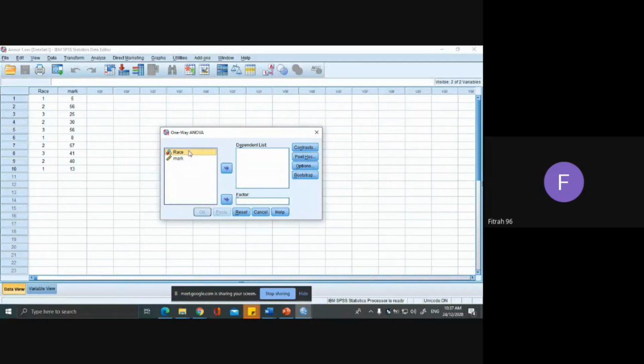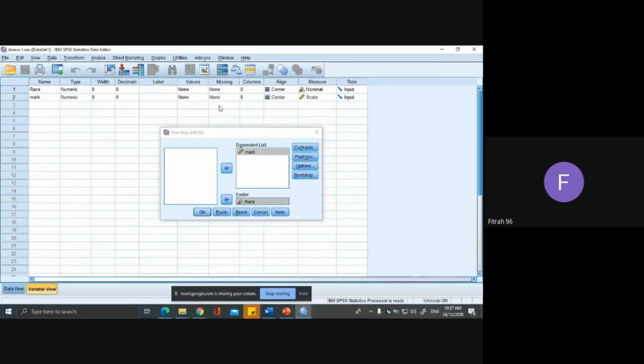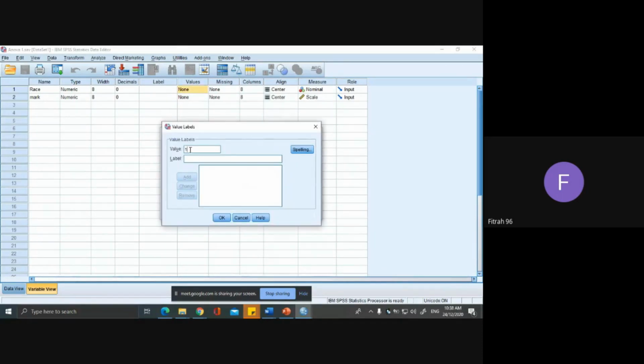Okay, so the dependent list is the mark, because we want to find the differences between the marks among the races. We have 3 races, which are Malay, Indian, and Chinese.